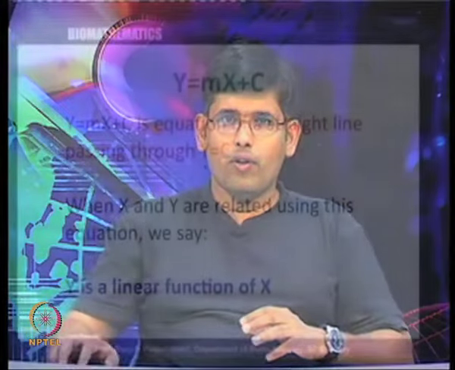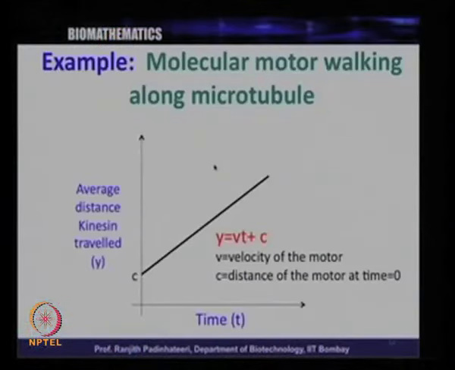You could think of many examples where things are straight lines. For example, if you have a circle, the circumference of a circle is 2 pi r. So, the radius and the circumference are related linearly. You could take another example from biology, where a molecular motor is walking along a microtubule. In cells, microtubules typically start from near the centrosome and go to the periphery of the cell, so from the center to the periphery.